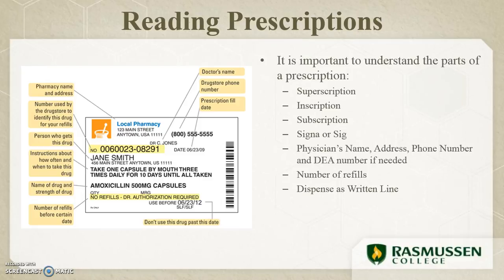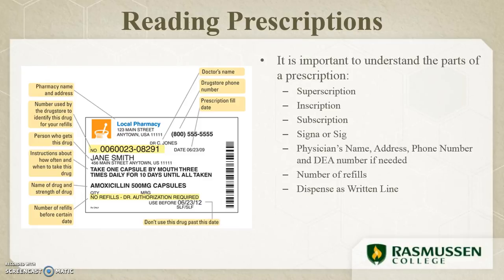An inscription gives the name of the medication and the dosage of the medication. So for this example, the inscription here is amoxicillin 500 milligram capsules. The subscription is the amount of medication that the pharmacy is to dispense to the patient. The sig or the signa are really the instructions for how a medication is to be taken.